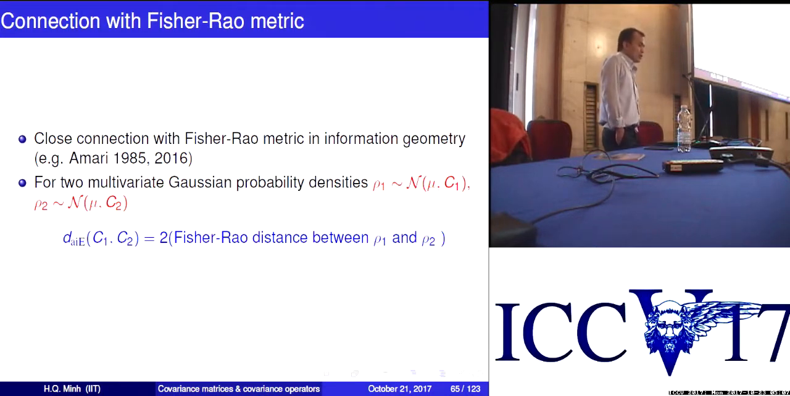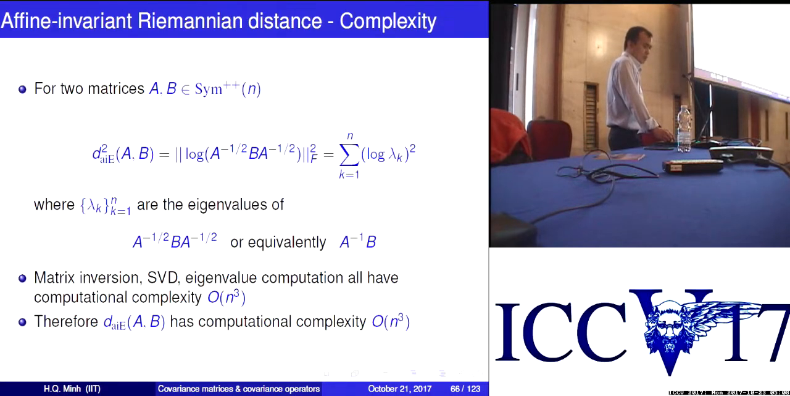Basically, the distance between C1 and C2 is two times the Fisher-Rao distance between two Gaussian densities with the same mean and the covariances C1 and C2. I'm just mentioning this to say that it actually has a very close connection with some other branches of statistics.